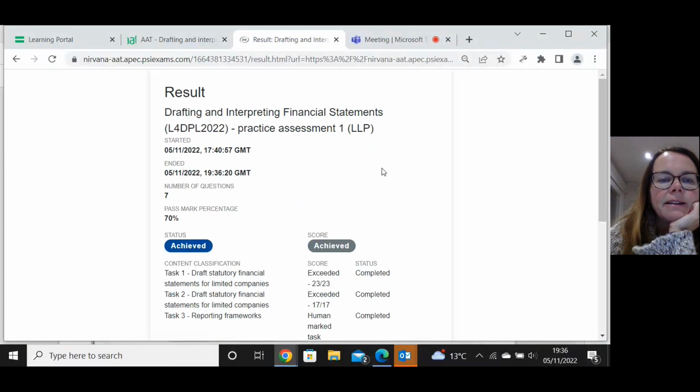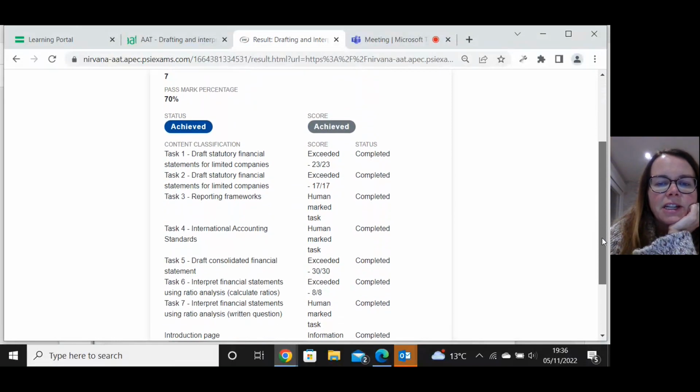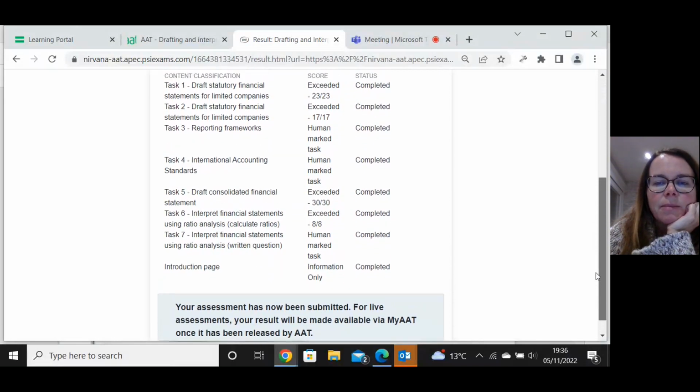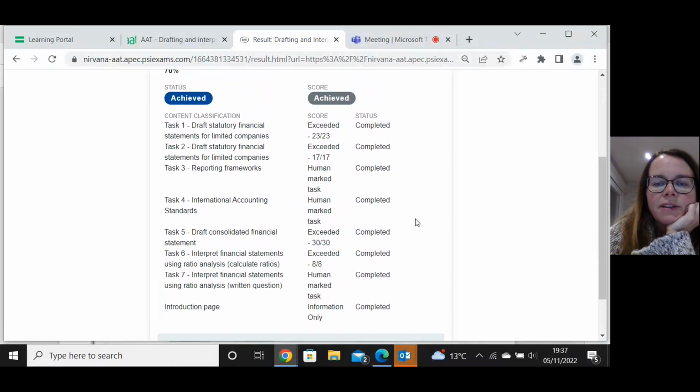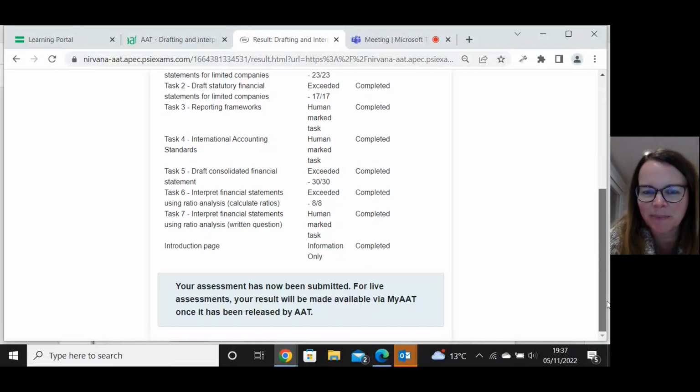Oh, here we are. Right. So it tells me when I started and finished it. Pass mark percentage, 70%. Oh, this is very good. So it's now giving me a breakdown. Everything's been completed. So it tells me which ones are human marked. It obviously hasn't given me a mark for those. And as expected, full marks on everything else. It does, of course, help that I've got the suggested answers sitting next to me.